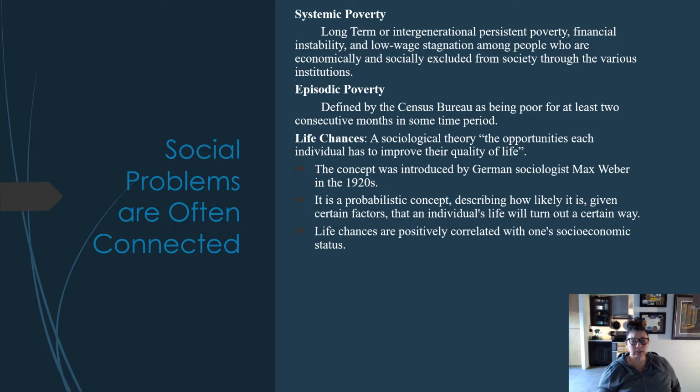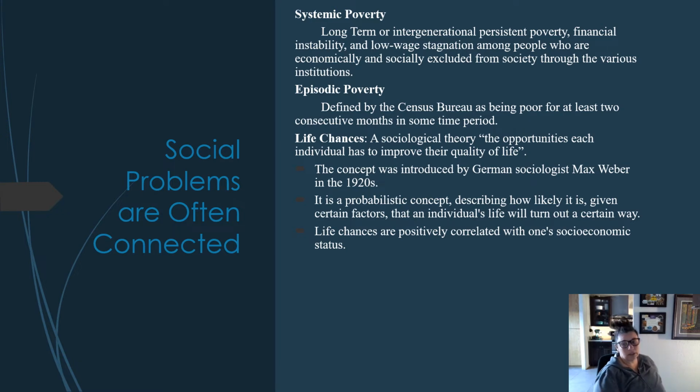Episodic poverty is slightly different. So defined by the census, right? So the Census Bureau, it's if somebody individually or a family is living in poverty or is financially unstable for a smaller time period. So you are poor for a couple months. It can happen once, twice, 5 times to you or your family within your lifetime, but you move in and out of that. So that's episodic poverty.